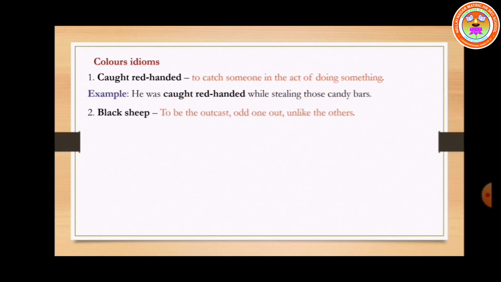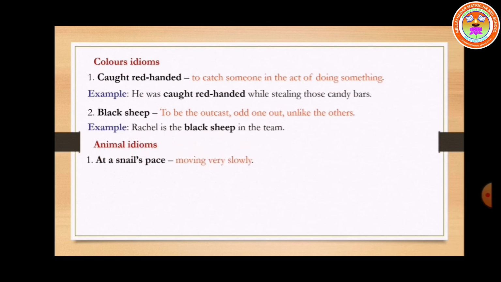Then number 2 is black sheep, which means to be the outcast, odd one out or unlike the others. Rachel is the black sheep in the team. So Rachel is the outcast in the team. Then comes the animal idioms.